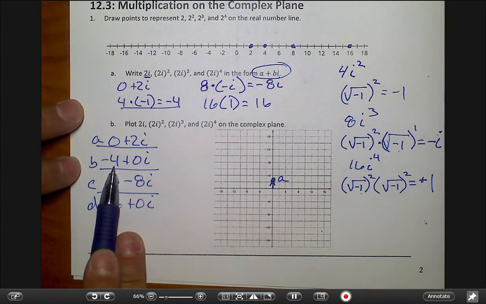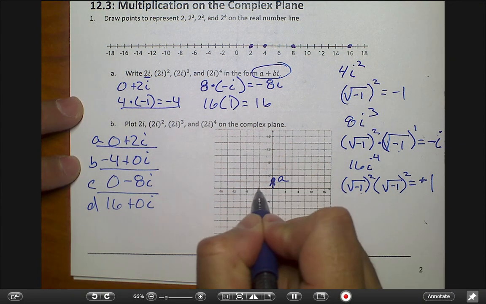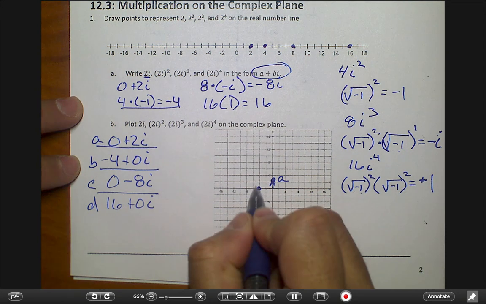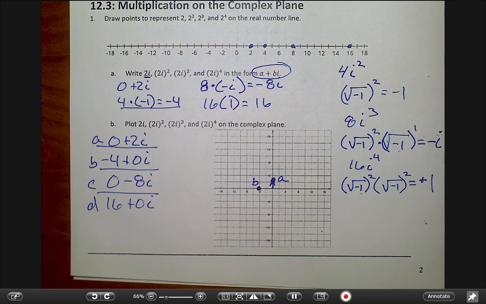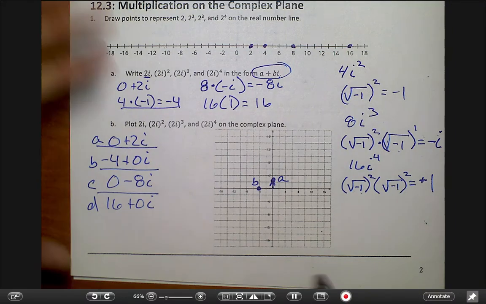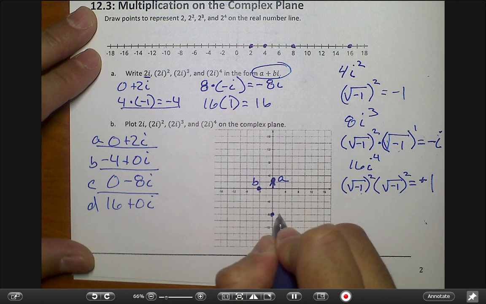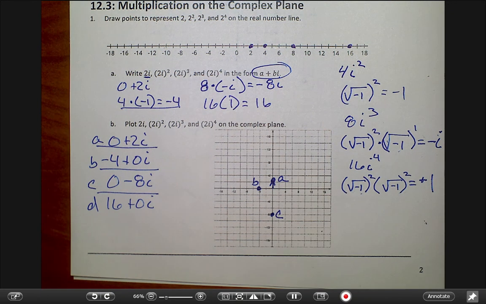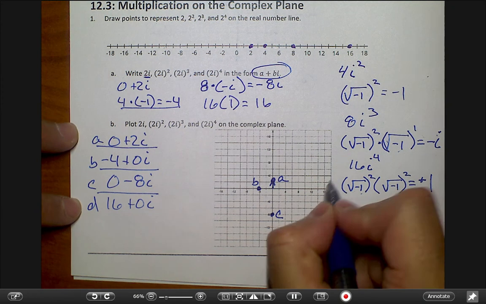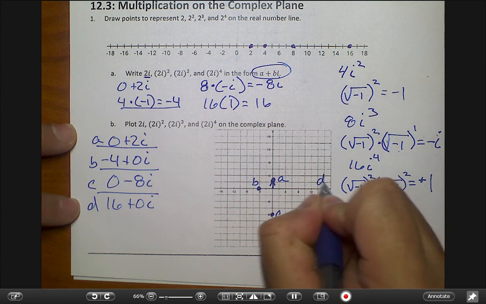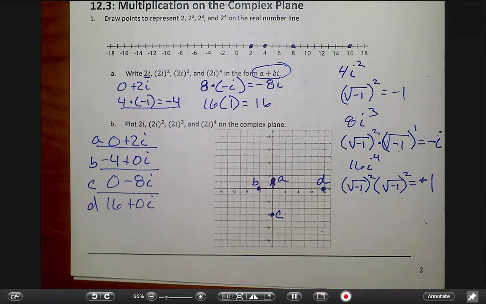What about B? I go left 4. 2, 3, 4. There we go, right there. And I put a little B there. What about C? Down 8. There it is right there. Put a little C next to that. And then letter D. 16 to the right. There you go. I'm going to call that one letter D. Super easy.